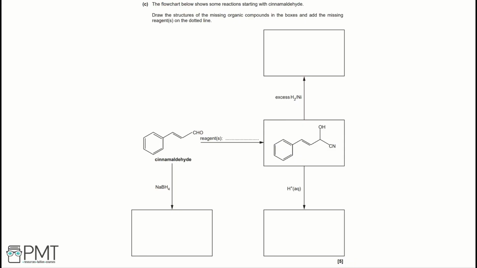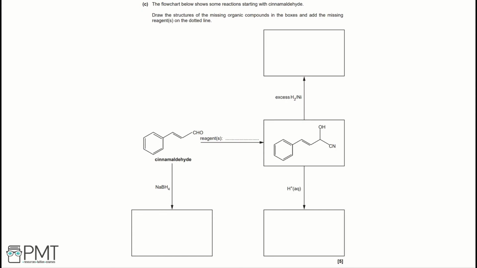Draw the structures of the missing organic compounds in the boxes and add the missing reagents on the dotted line. So the secret to answering these questions well is that you know your reaction map. This can be found on the exam board's website, and you can print it off and just draw it out lots of times so that you really get it in your head.